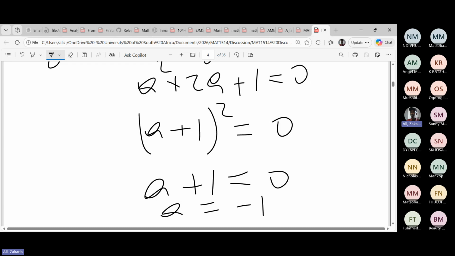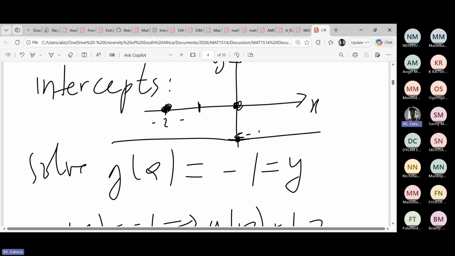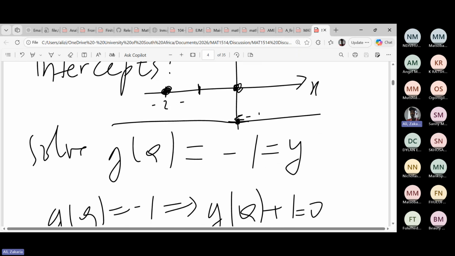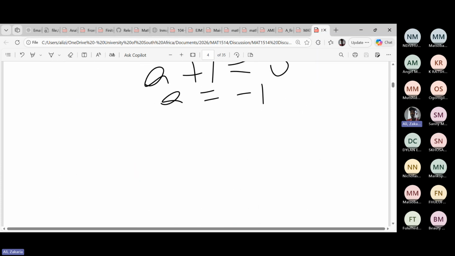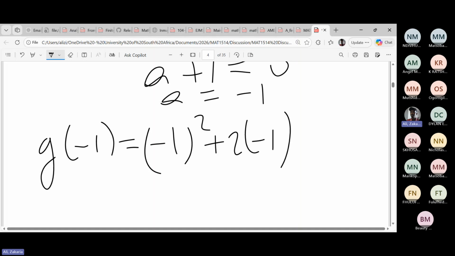And then if you come here, you want to sketch the graph. If you want to solve g of a equal to -1, what does it mean to solve g of a equal to -1? Another way of writing it is: find the value of a for which g of a equals -1. When you get a equal to -1, you substitute it inside. So verification: g of -1 will be (-1) squared plus 2 times -1, right?